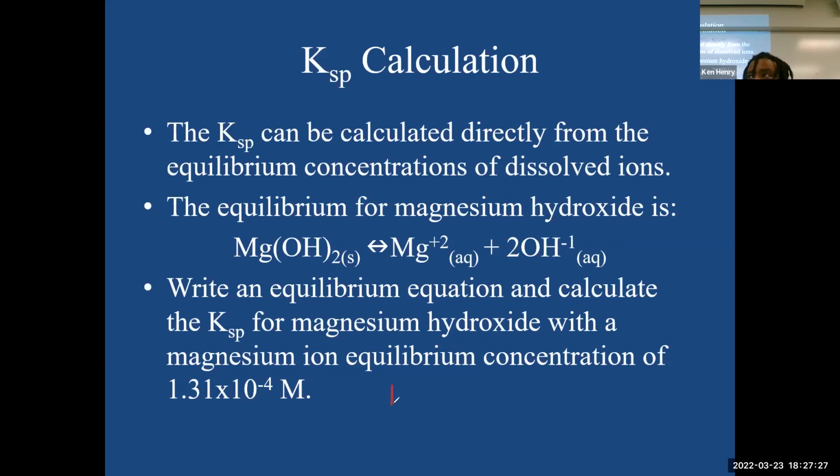So we're going to just get KSP. Can you guys see that? And that's going to be equal to the concentration of the magnesium ion and the hydroxide ion to the second power.